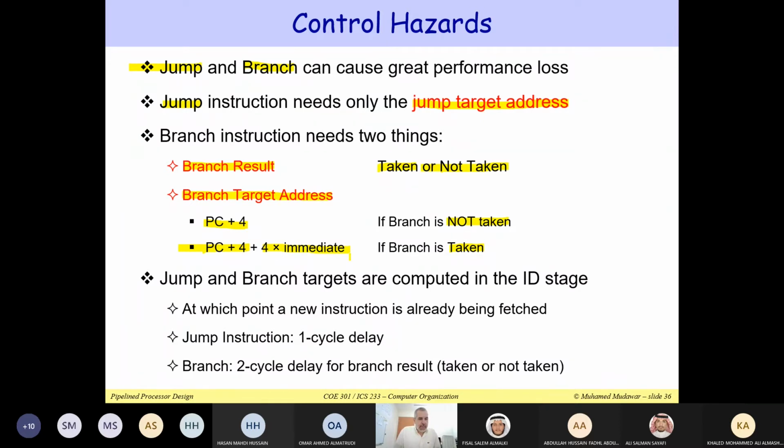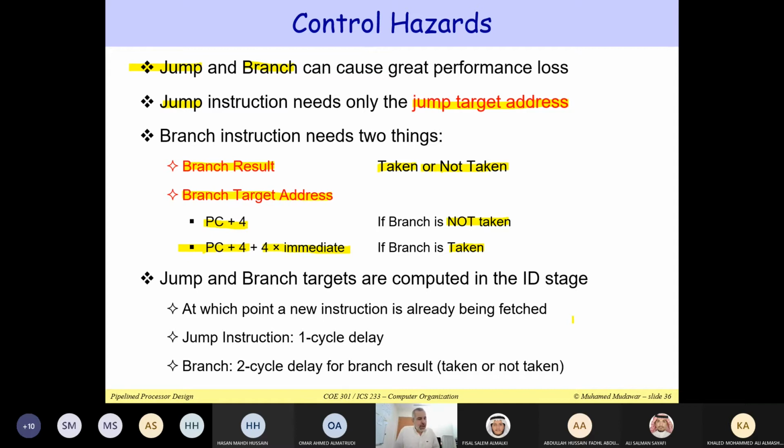Okay, so the branch target address can be computed early in the pipeline, but we need to execute the branch. We need to know the outcome of the branch. So if the branch is taken, we have to go to the branch target address. If the branch is not taken, we just go to the next instruction in memory. PC becomes PC plus 4.